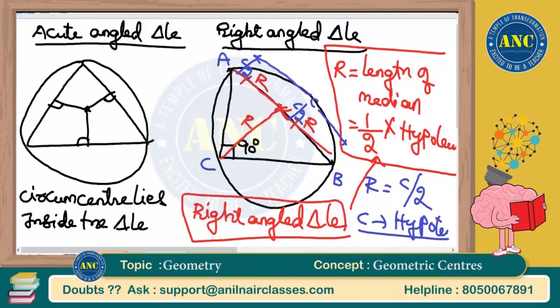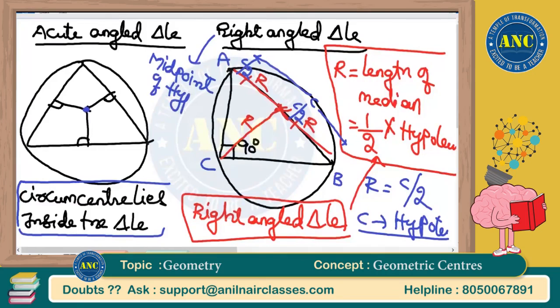Acute angled triangle: circumcenter lies inside the triangle. In a right angled triangle, it lies exactly at the midpoint of the hypotenuse. Very important point. In an acute angled triangle it will be inside, and in a right angled triangle it lies exactly at the midpoint of the hypotenuse. Next one.